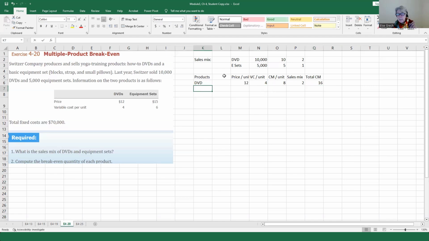Now, let's do the E sets. We know the price is 15 and 6. So $15, $6 for variable costs. We're going to calculate the contribution margin. It's 9. How many units do we have to sell for every 2 DVDs? We only sell 1. So I take the 9 and I multiply it by the 1 and it's equal to 9. So now if I add these two together, this is equal to the total contribution margin. I like to call this the basket contribution margin.